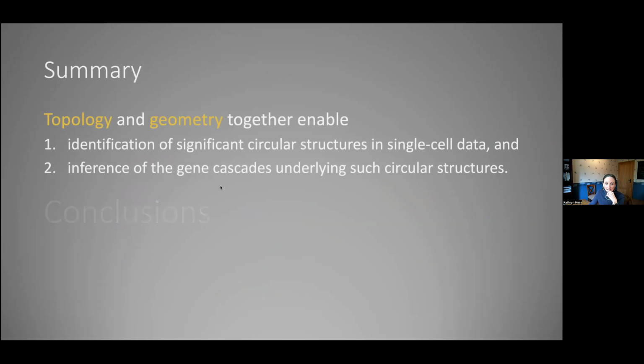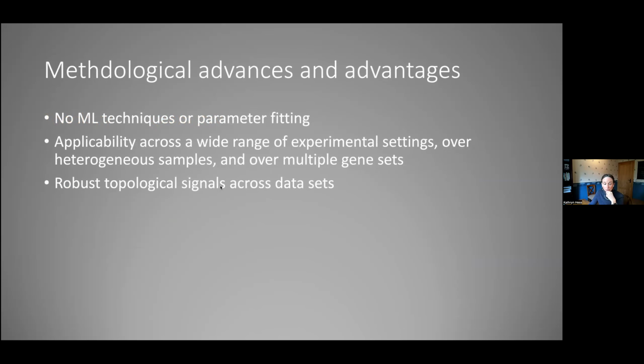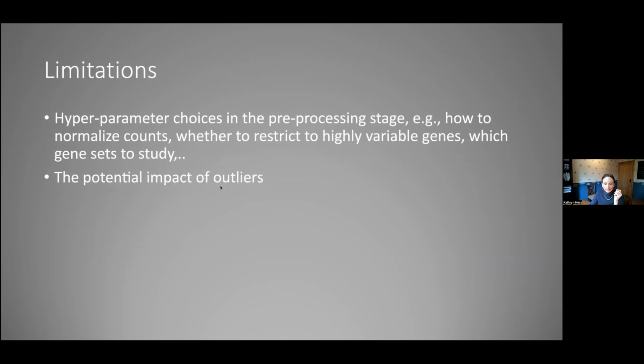So to conclude, topology and geometry enable us to identify significant circular structure and to infer gene cascades underlying the circular structure. Advantages to this approach: no ML technique, no parameter fitting. It's applicable to a wide range of experimental data, heterogeneous samples, multiple data sets, and the topological signals are in fact robust across data sets. There are limitations because there are a bunch of hyperparameter choices in the pre-processing stage, as always. And there's a potential impact of outliers because persistent cohomology tends to be sensitive to outliers, but there are ways to deal with that.